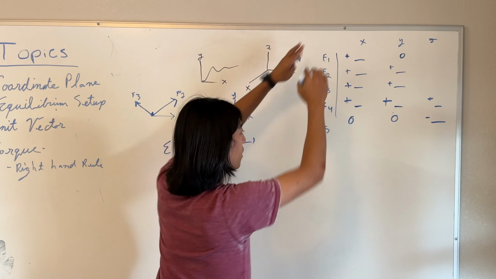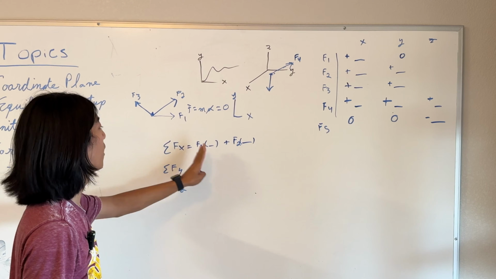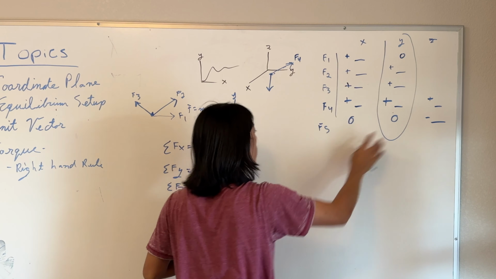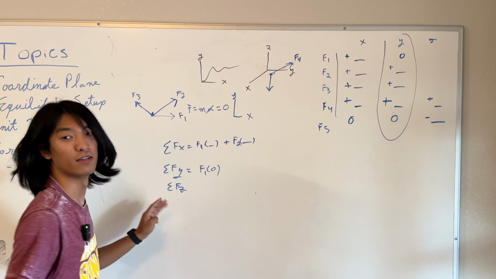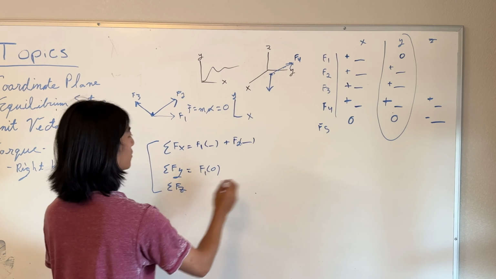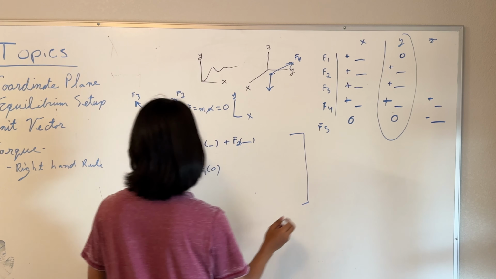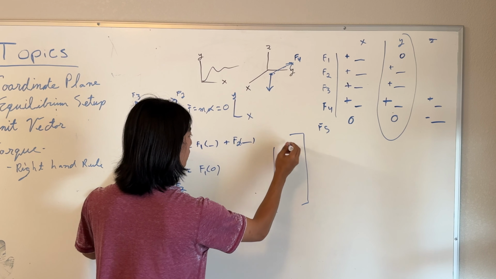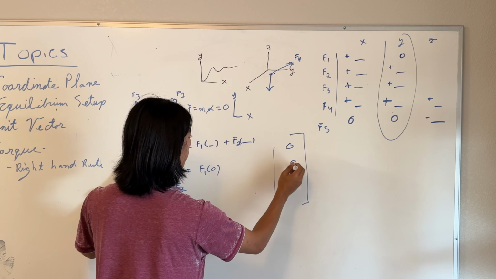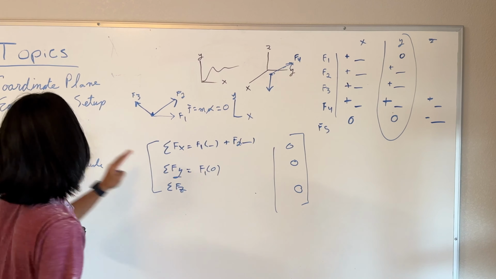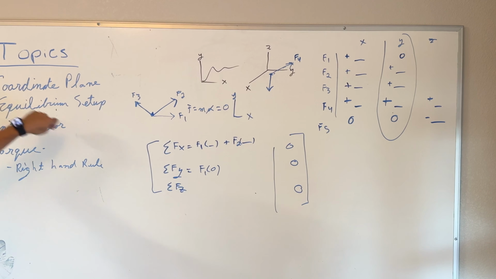And then we're gonna go et cetera, et cetera. So now you have F1, F2, F3, F4, F5, et cetera. And you are going to convert this entire column into this right here. Now what we have done is we have created a matrix just like this, where you're gonna have all these set equal to 0, so your matrix is gonna go 0, 0, 0, right? Because the sum of forces in the X, Y, and Z direction are 0 for an equilibrium setup.